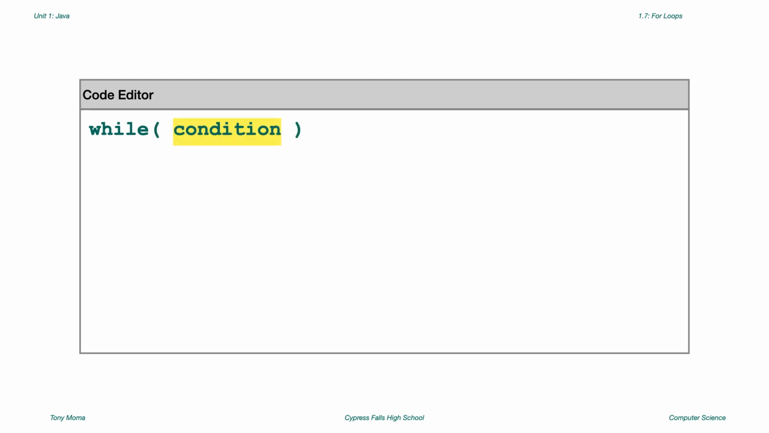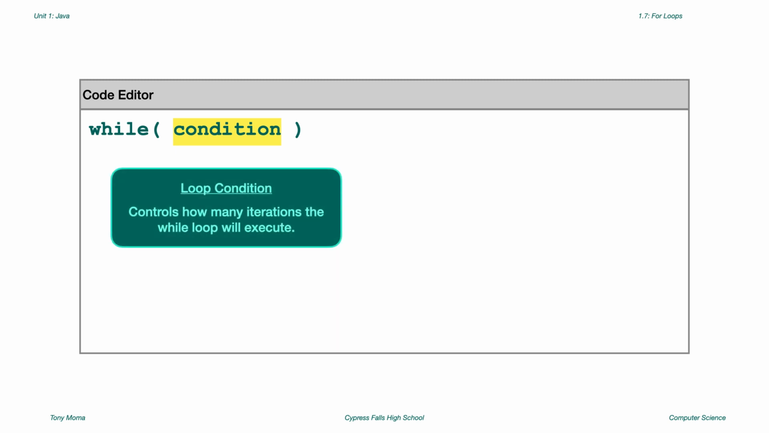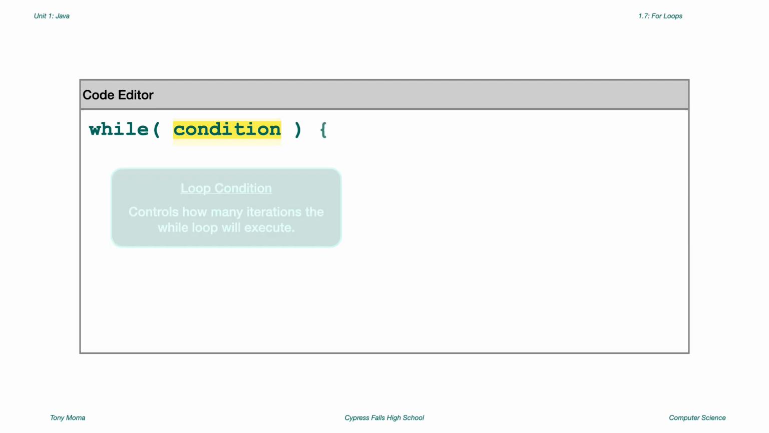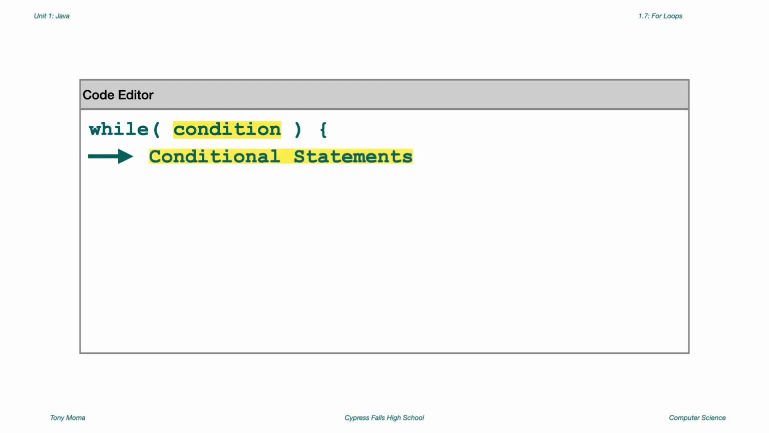Then, inside a pair of parentheses, we type the Boolean condition. This condition is the loop condition. Just like with the for loop, the loop condition controls how many iterations the while loop will execute. After that, we type an open curly bracket to indicate that we're about to begin typing the body of the while loop. Then on the next line, we indent, then type our conditional statements. After typing up our conditional statements, we close it off with a closed curly bracket.